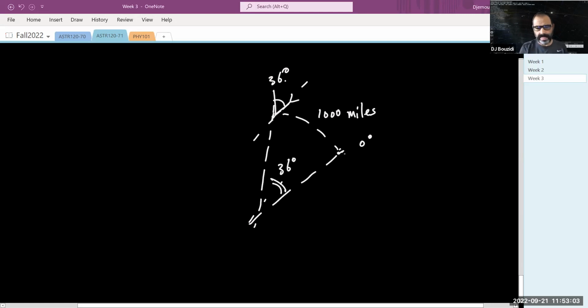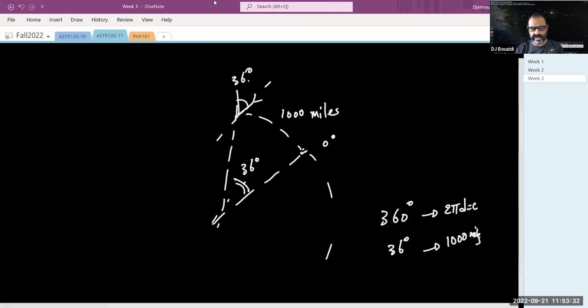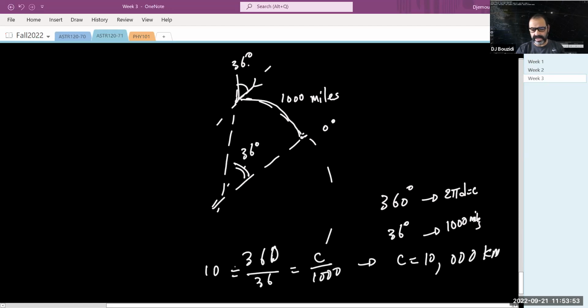So what you say in this case is, look, if I go full circle, which is 360 degrees, that gives me the circumference, which is 2 pi times the radius, the C, the circumference of the planet. But if I go only 36 degrees, I only describe 1,000 miles. Okay, that's the unit in here. So the ratio of the circumference over the arc distance of 1,000 is the same as the ratio of the two angles. So 360 divided by 36 is the same ratio as C over 1,000, and this ratio is 10. So the circumference is 10,000 miles. All you have to do is multiply 1,000 by 10, and you get 10,000.